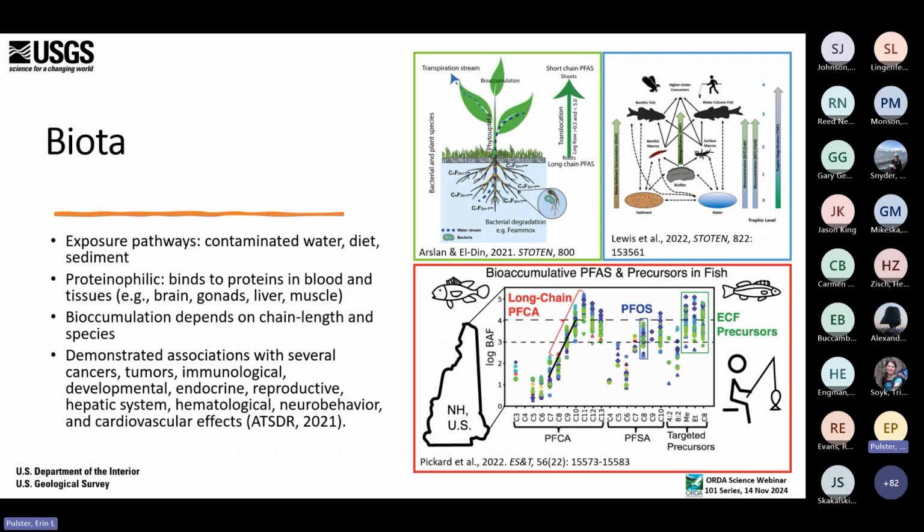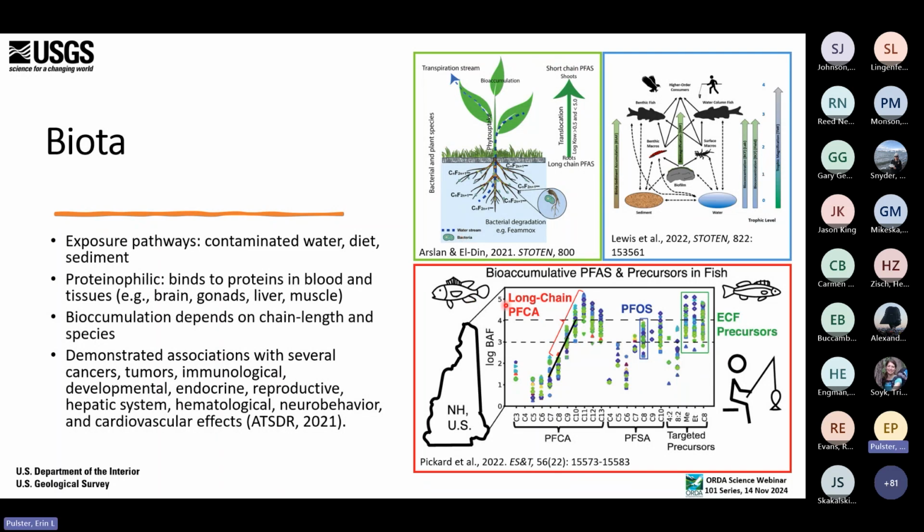Bioaccumulation within the environment also depends on chain length and species. So we do see some bioaccumulation of PFOS. We typically don't see a lot of PFOA in organisms, but we do see a lot of PFOS in the higher trophic level positions. Also, in plants, you're going to see different partitioning between the roots and the above ground leafy portions. The long chain PFAS typically get trapped down in the roots, whereas in the above ground leafy portions, you typically find the short chain PFAS.